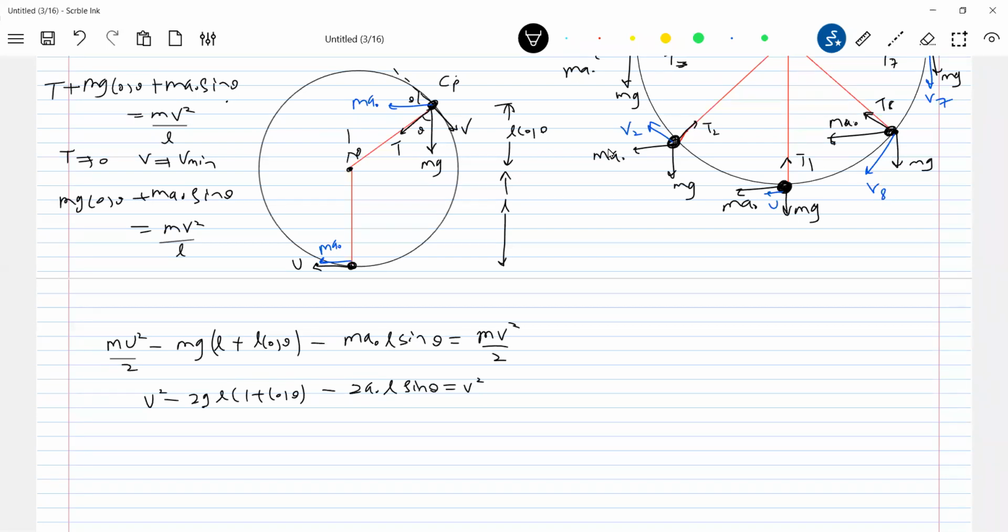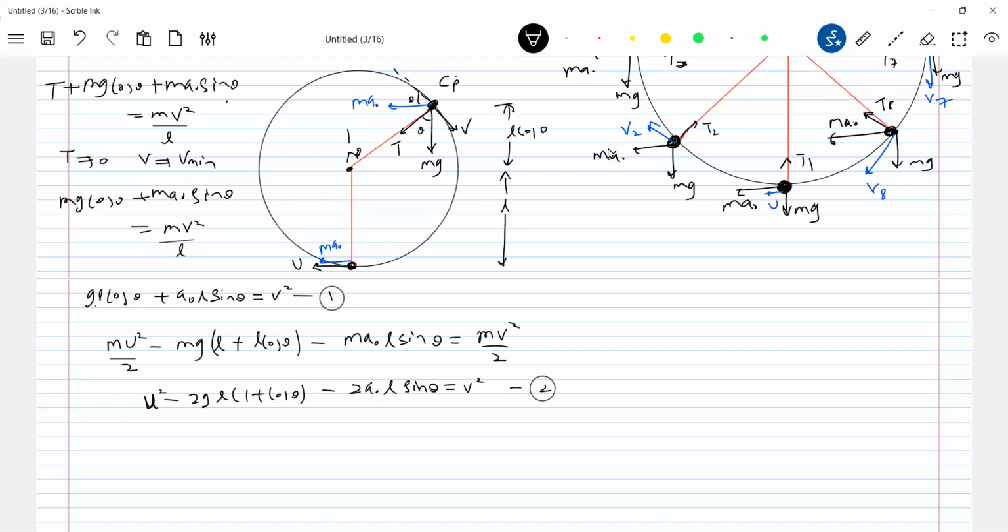Let me finish off the problem. So substitute the value of v square from here. So our other equation will be g cos theta plus a naught sine theta, times gL. The above equation, let me simplify it: gL, a naught L sine theta equal to v square. Call this equation 1. Call this equation 2.